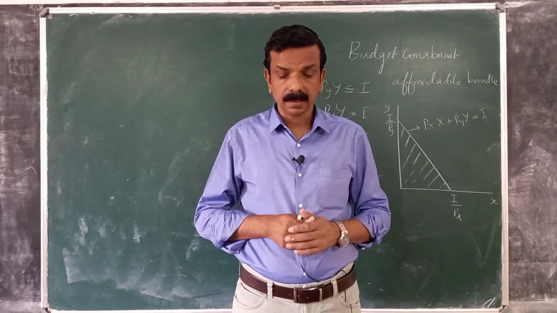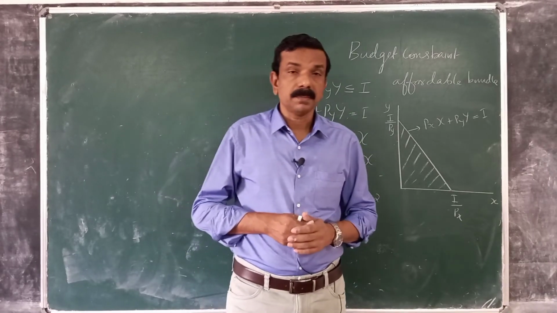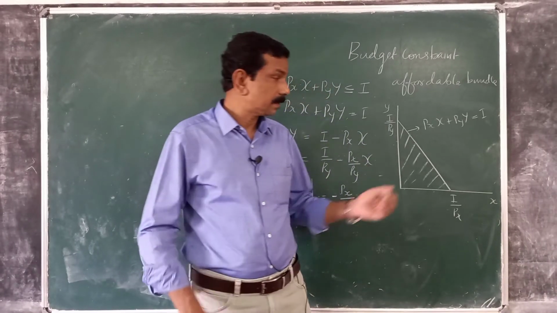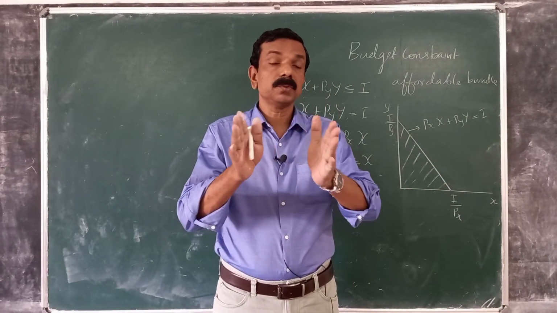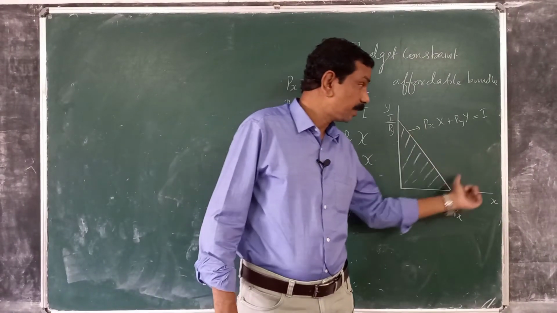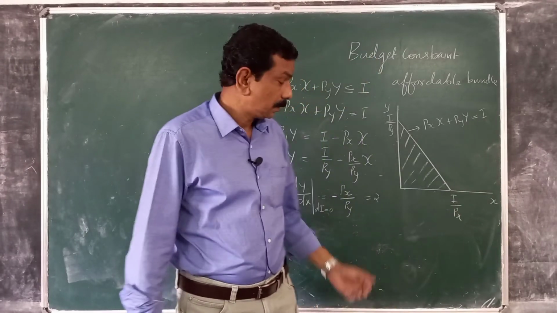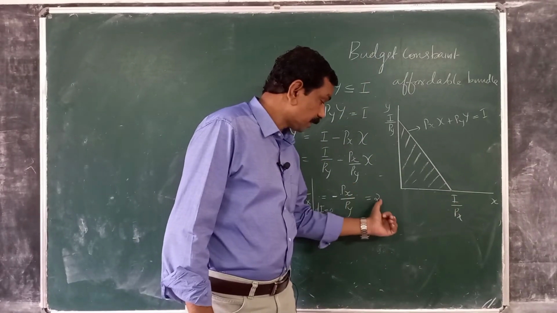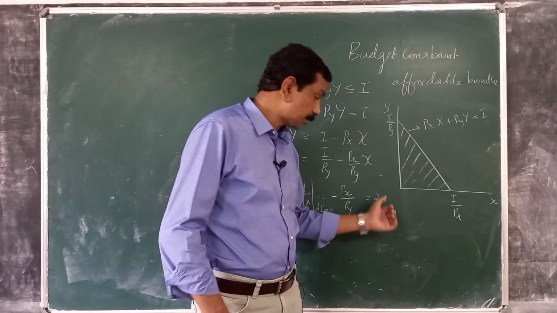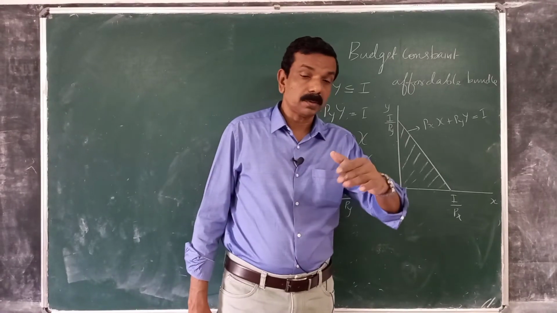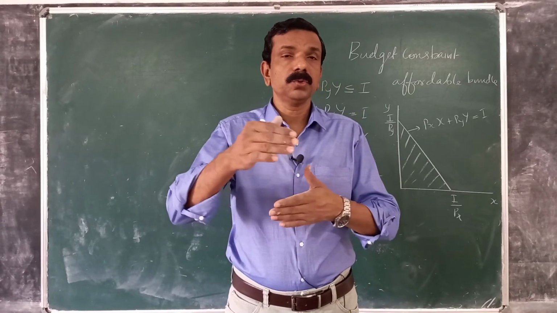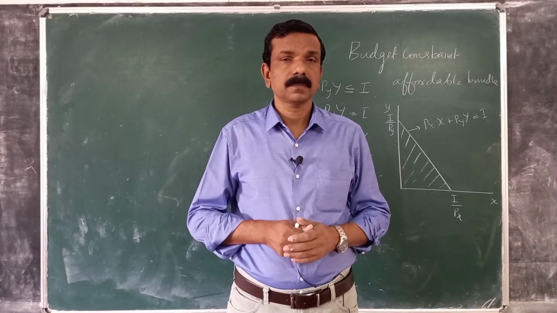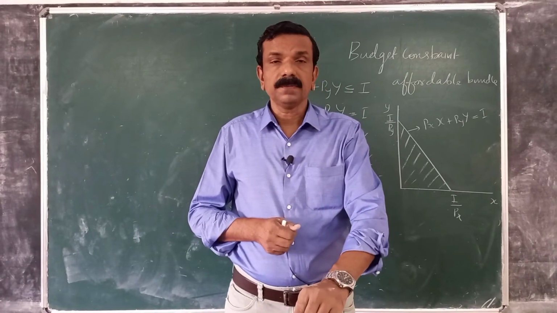If px by py is 2, the consumer has to sacrifice 2 units of y for each additional unit of x. And economists sometimes say that the slope of the budget line is the opportunity cost of consuming x. If it is 2, the opportunity cost of consuming 1 more unit of x is 2 units of y.